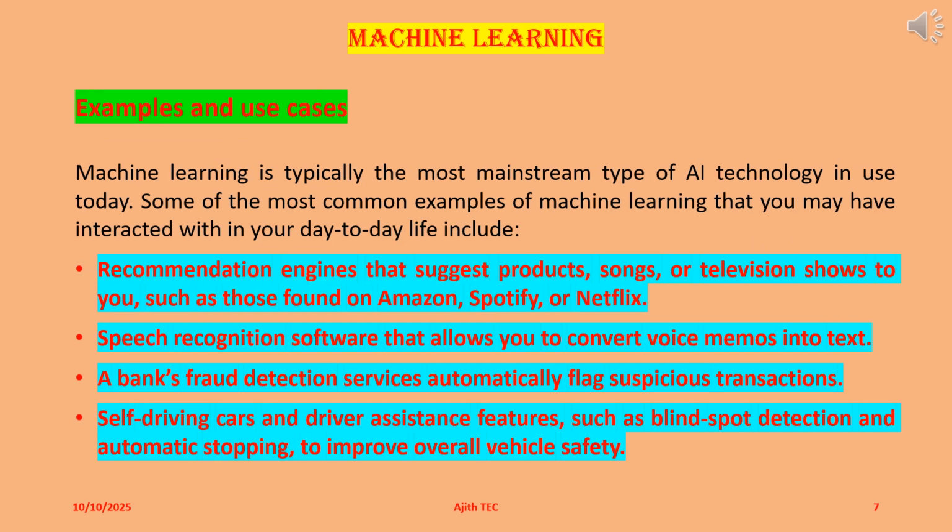Examples and use cases. Machine learning is typically the most mainstream type of AI technology in use today. Some of the most common examples of machine learning that you may have interacted with in your day-to-day life include recommendation engines that suggest products, songs, or television shows to you, such as those found on Amazon, Spotify, or Netflix. Speech recognition software that allows you to convert voice memos into text. A bank's fraud detection services automatically flag suspicious transactions. Self-driving cars and driver assistance features, such as blind spot detection and automatic stopping, to improve overall vehicle safety.